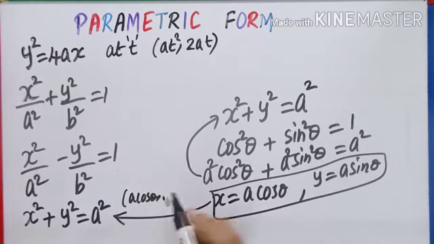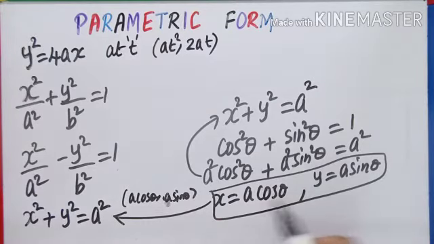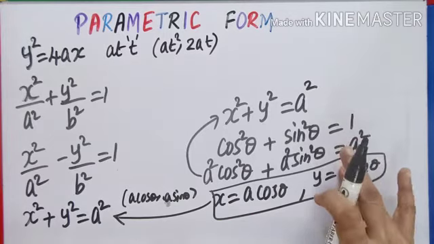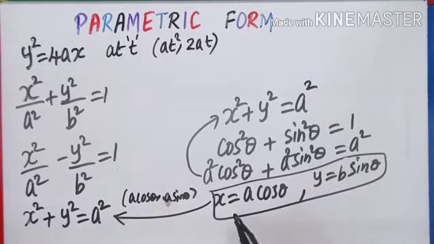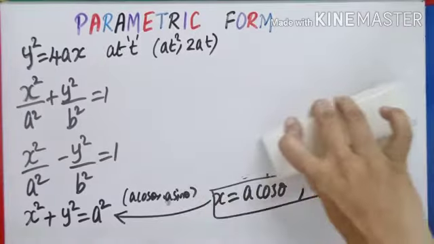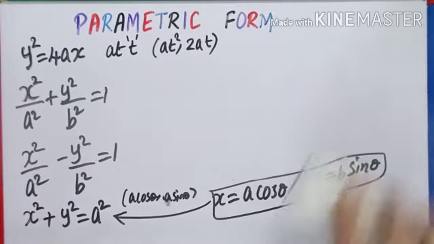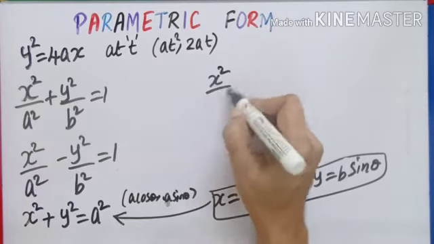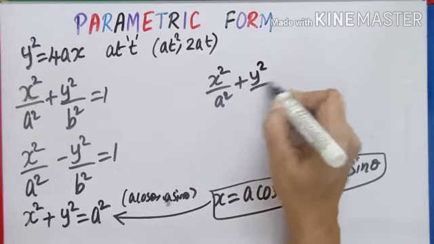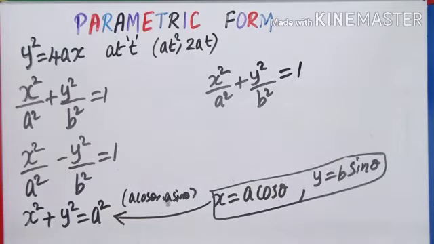The same I can extend to an ellipse by putting b square. So instead of a and a again, put b here and check. See whether you are able to get it. So I am taking a cos theta, b sin theta. Now put this in the ellipse equation. Check whether you are able to achieve that answer. What is the ellipse equation? x square by a square plus y square by b square equals 1.